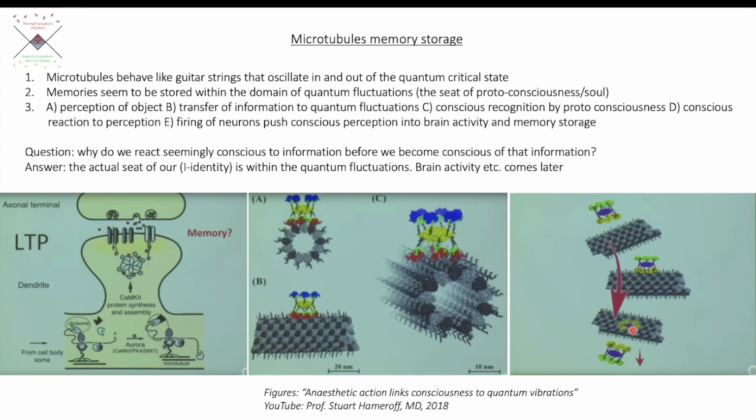So information comes into the eye. We have here at number 3, perception of object, and the information is transferred to quantum fluctuations. Then we have a conscious recognition by the quantum proto-consciousness, which is our soul. Then there is a conscious reaction to that perception. Then the firing of the neurons pushes the conscious perception into the brain activity and memory storage. So our memories are stored by putting these CAMK2 stamps onto the microtubules at a certain position. It's like pressing the guitar, and it's exactly like music.